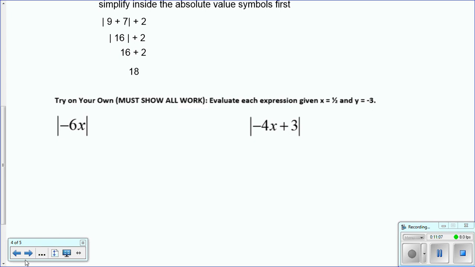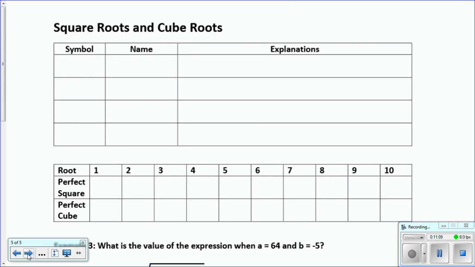All right, welcome back. You had fun? It was easy? Of course it was. Now we got square roots and cube roots. Well, let's go straight into it apparently.